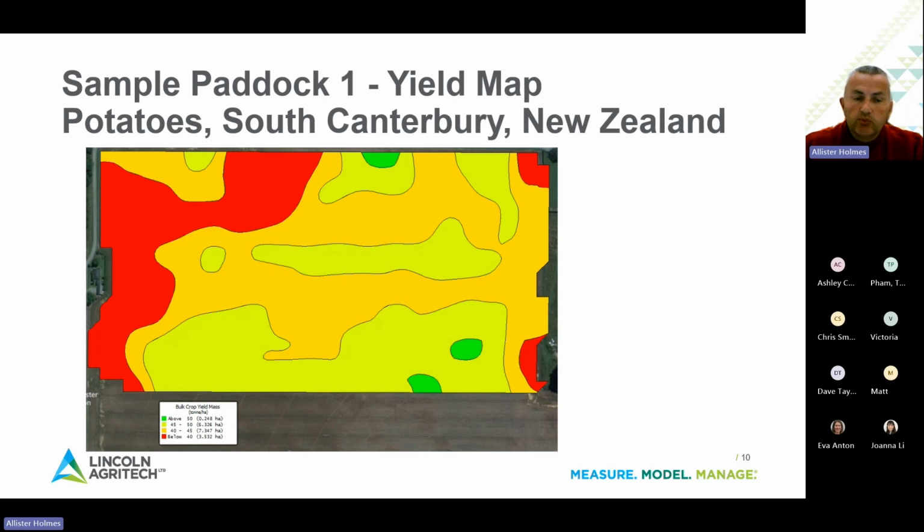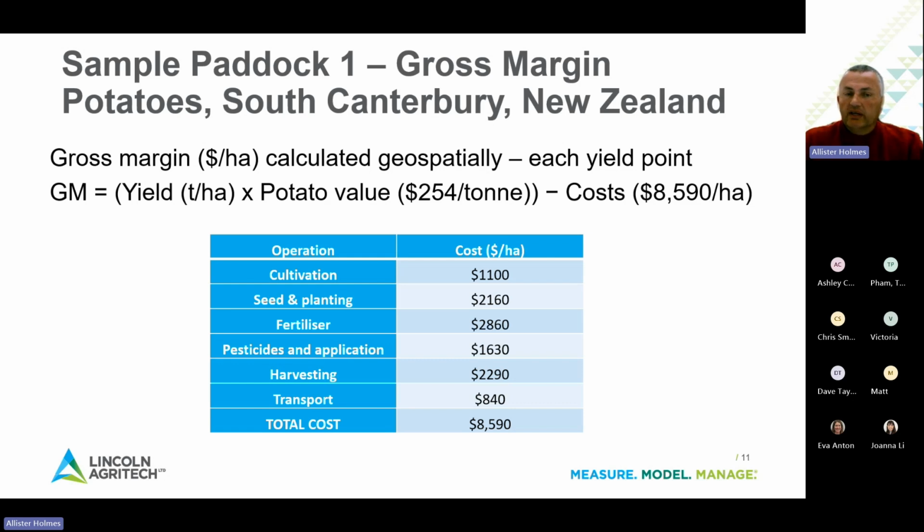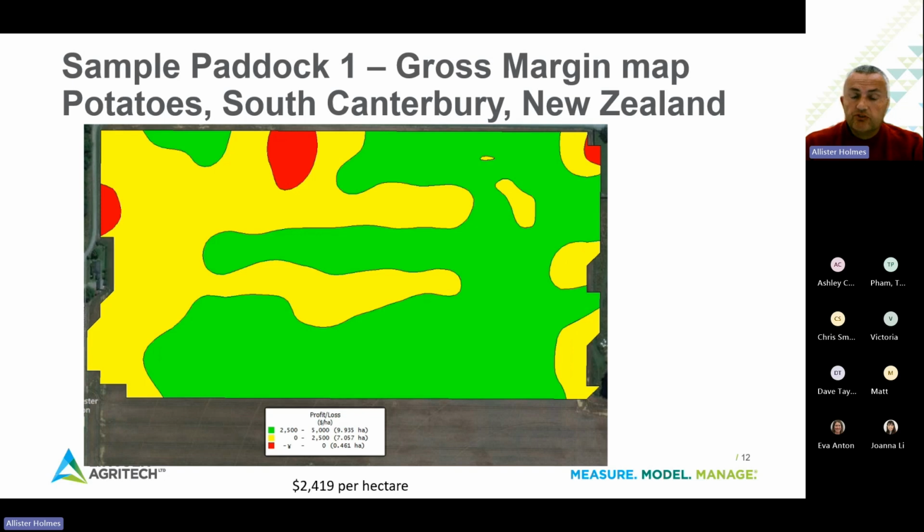We can then look at, well, what does that mean in these different colours? So we can calculate the gross margin for each point in that paddock quite simply by working out the costs of growing that crop, what the income of growing that crop is, and then we can effectively use the yield at the point to calculate a gross margin and then map that. And so when we do that, we can see that most of the paddock is in profit.